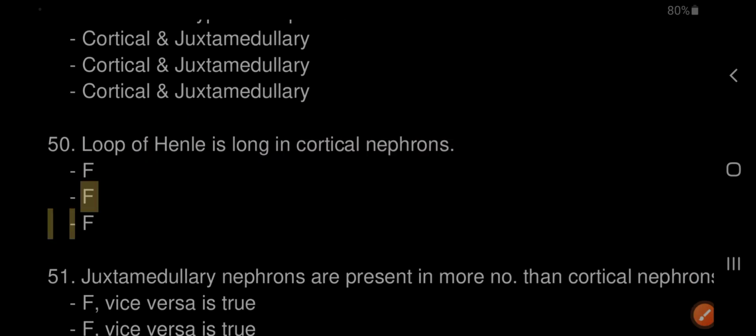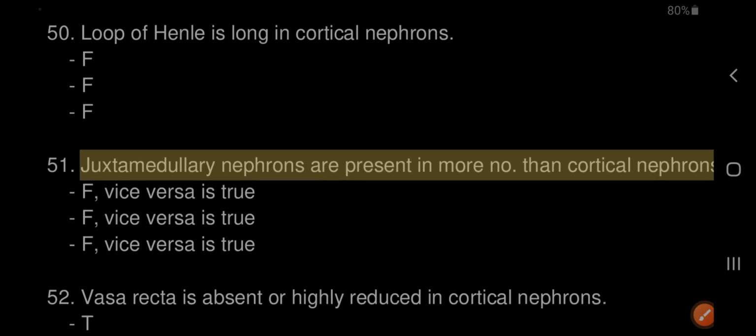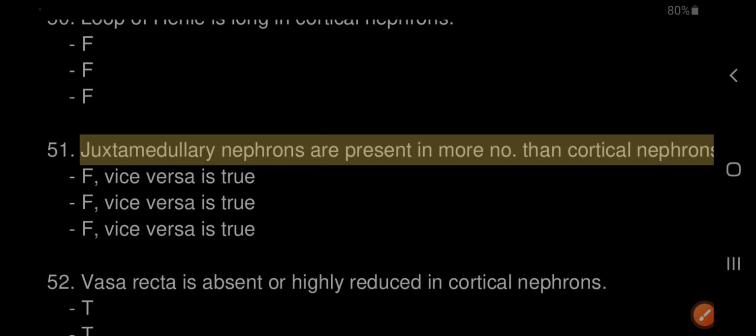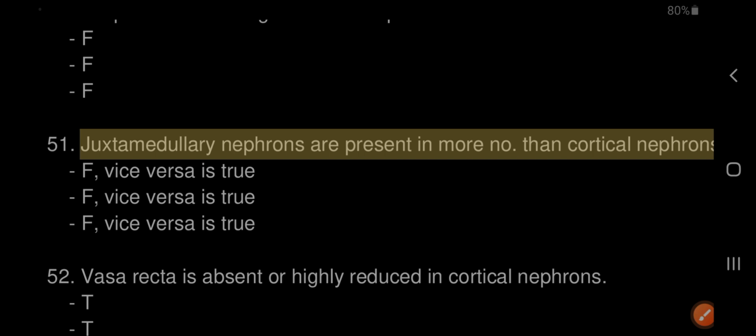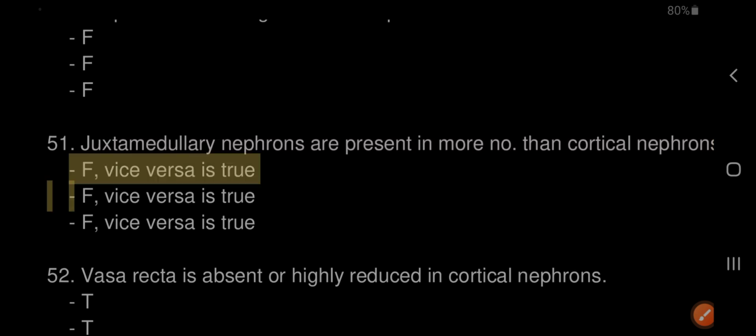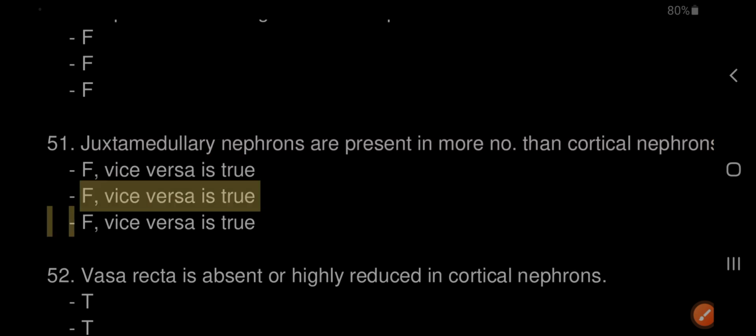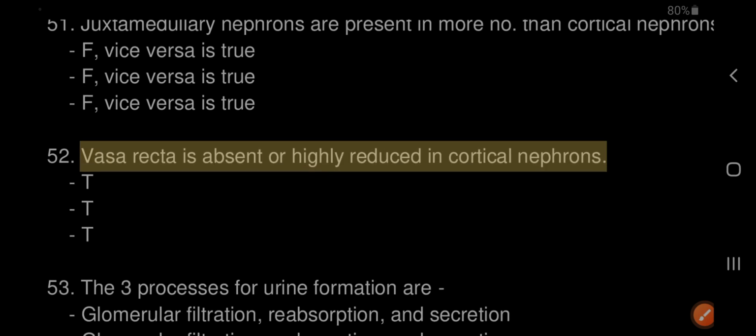51. Juxtamedullary nephrons are present in more numbers than cortical nephrons. False. Vice versa is true. 52. Vasa recta is absent or highly reduced in cortical nephrons. True.